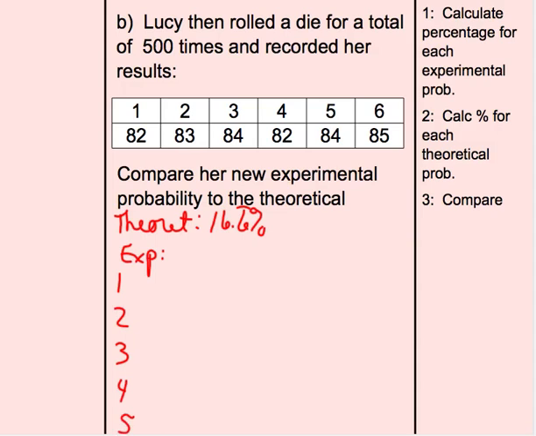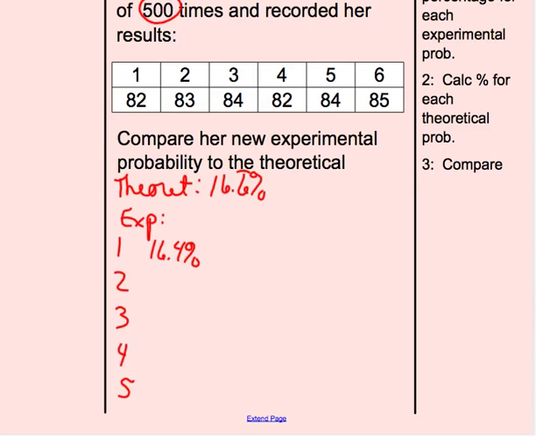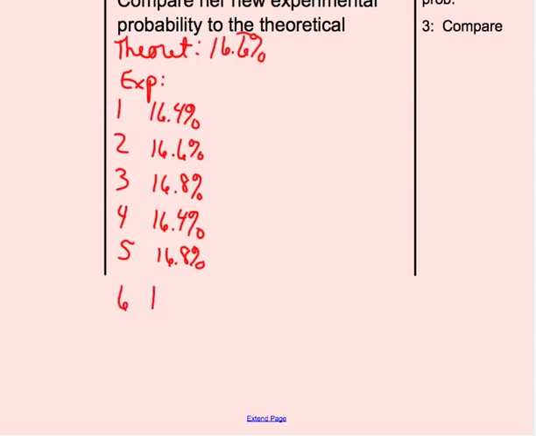So what I did on this one is the same process to calculate the percentage of rolling a 1. You take 82 divided by 500, that's the total number of times you rolled the die, and then you multiply by 100 to get your percentage. So this would be 16.4%. And I'm just going to go through and jot these down quickly. For 2, I got 16.6%. For rolling a 3, I got 16.8%. For rolling a 4, we got 16.4%. For rolling a 5, it was 16.8%. And finally, for rolling a 6, I got 17%.